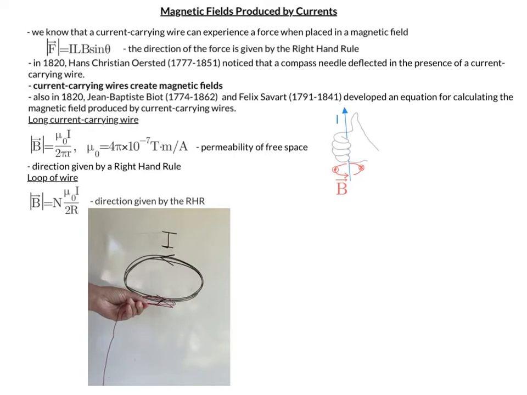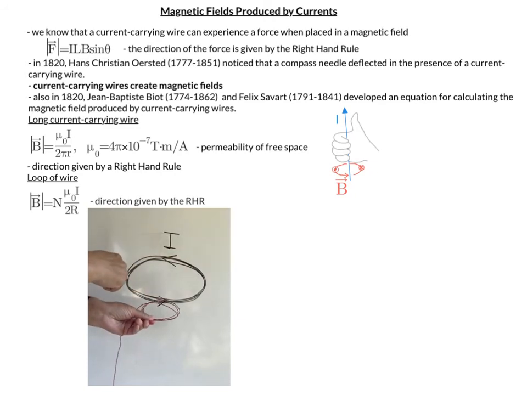So let's look at this. Here we have a drawn loop of wire, so there are several turns to this wire, and there is a current going in that direction. And here I made a little loop of wire out of actual wire. So let's look at the video and see how we do the right-hand rule.